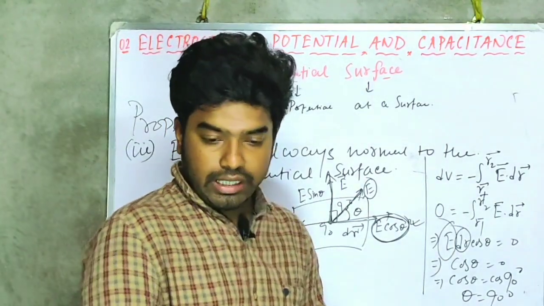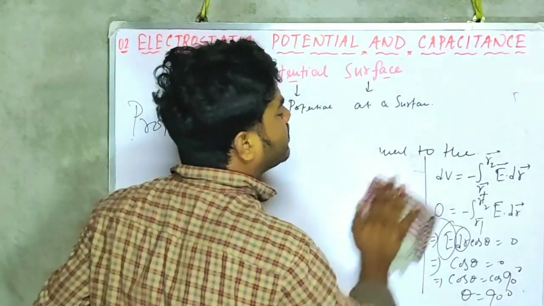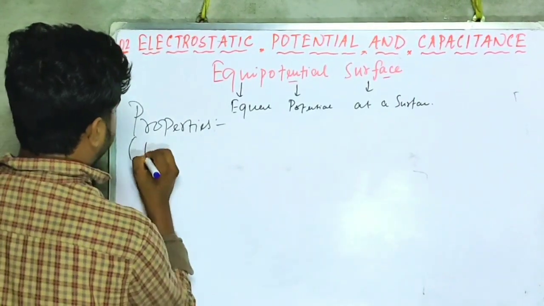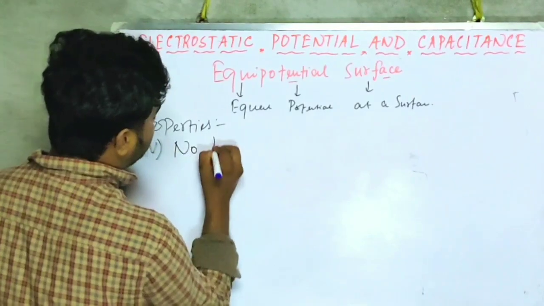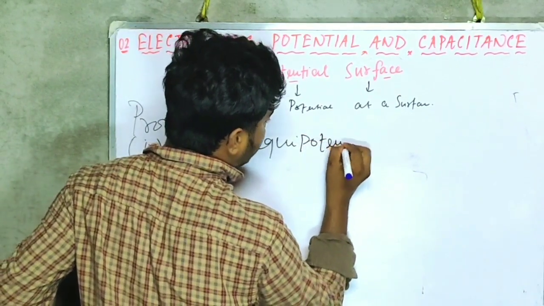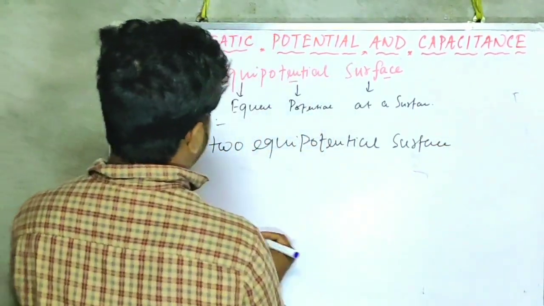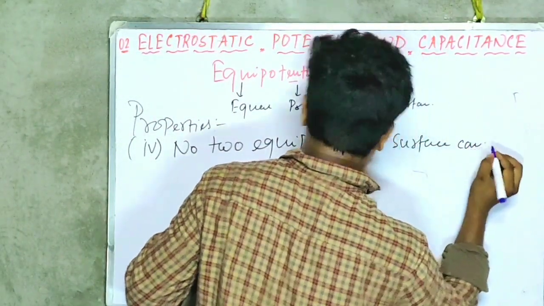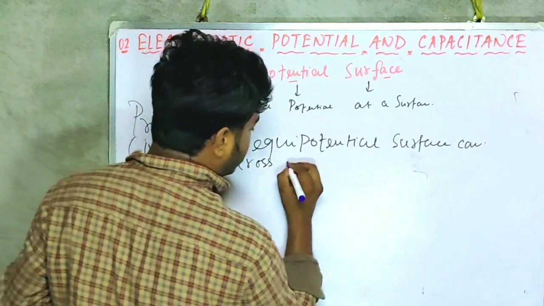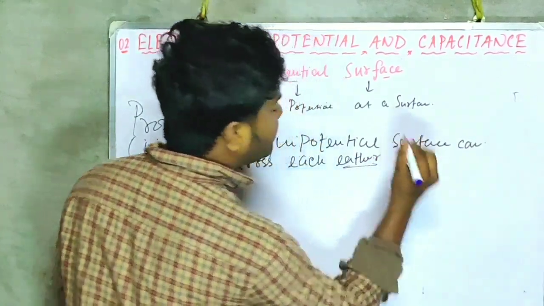There is another point, that is point number 4. No two equipotential surfaces can ever cross each other.